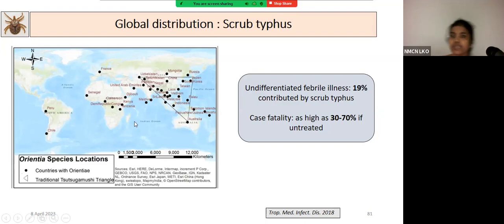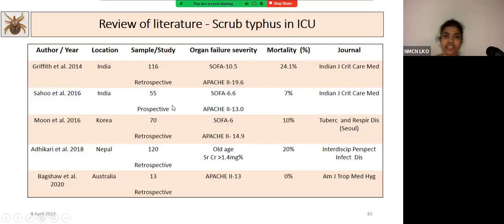Among patients admitted with undifferentiated febrile illness, 19% is contributed by scrub typhus, as seen in one of the studies from 2018. And if it is untreated, the case fatality rate may be as high as 30 to 70%. These are the literatures on scrub typhus from different zones of the world.